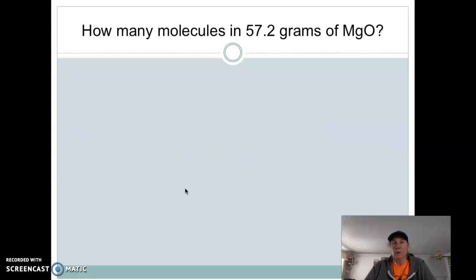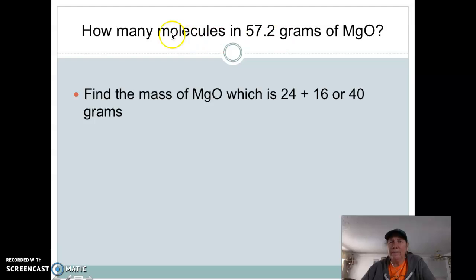Okay, so here's how many molecules in 57.2 grams of magnesium oxide. The first thing I'm going to have to write down is 57.2 grams of magnesium oxide. Well, I've got to find the mass of magnesium oxide. So magnesium's 24, and there's only 1 of them, and oxygen's 16, and there's only 1. These 2 numbers I got right off my periodic table. So the formula mass, or the molecular mass, of magnesium oxide is 40. Okay, so now I've got everything I need to solve this problem.